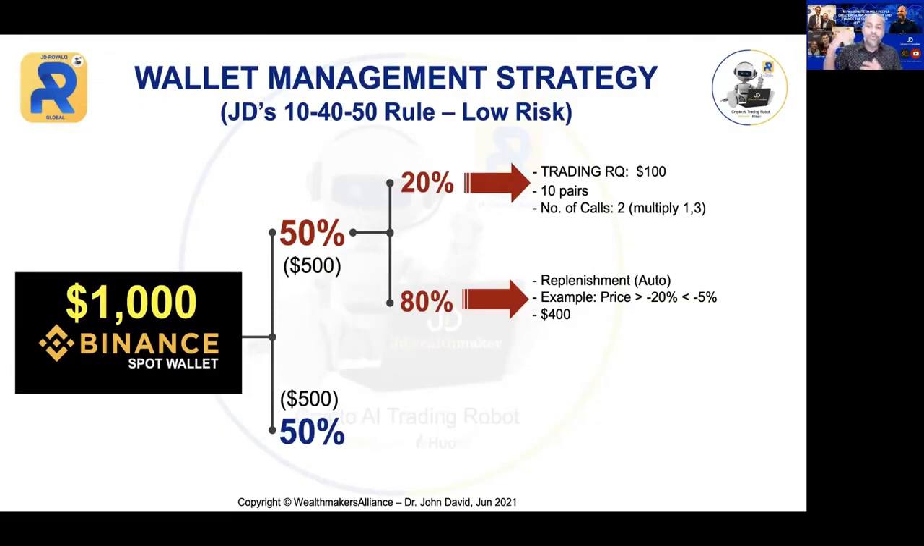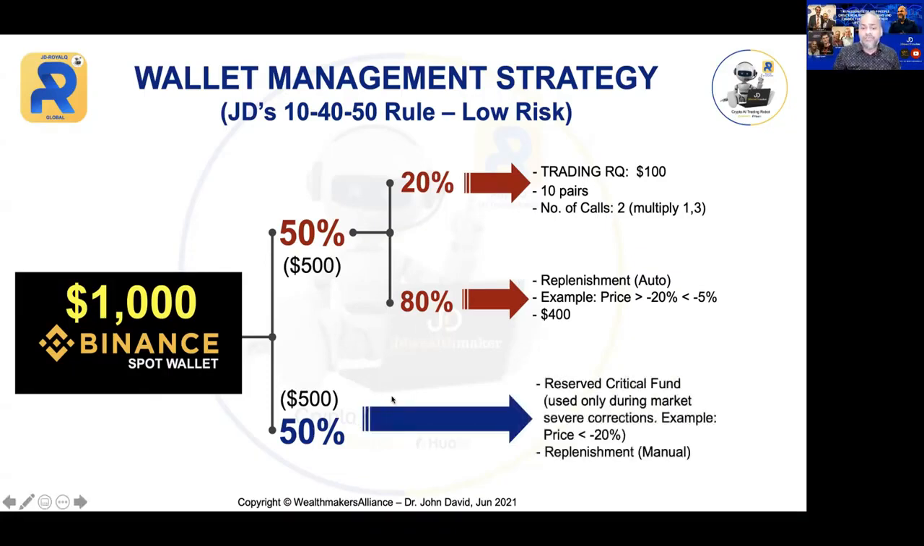Now, when the robot is doing the job, for example, and that $400 is consumed, so your 50%, which is $500, is totally consumed. And let's say the market further goes down below 20%, what can you do? You have another 50%, $500, in reserve. This is your critical fund. This is your critical reserve fund that you can use to do manual replenishment. Manual replenishment is like you going into the battlefield, ambushing the enemy and walking out victoriously. Can you see that?